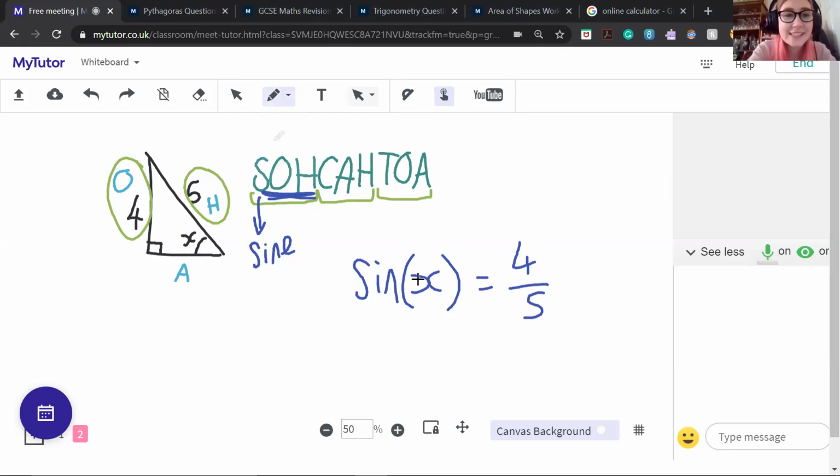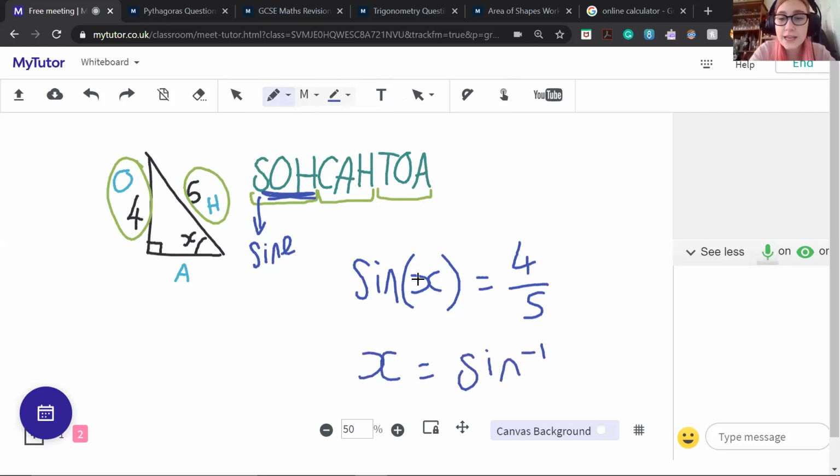So what that means is that x is equal to the inverse sine, which we write like this with a little -1 up there, of 4/5. Hopefully that makes sense. As I said, it's like dividing by 3 to get rid of a multiple of 3. We're just applying inverse sine to get x out of the sine. On your calculators, it's normally going to be something like shift sine, but you'll have a function that lets you do inverse sine. So inverse sine of 4/5.